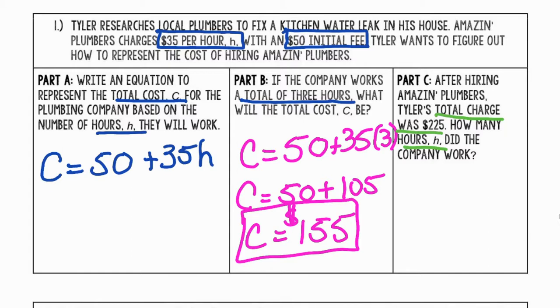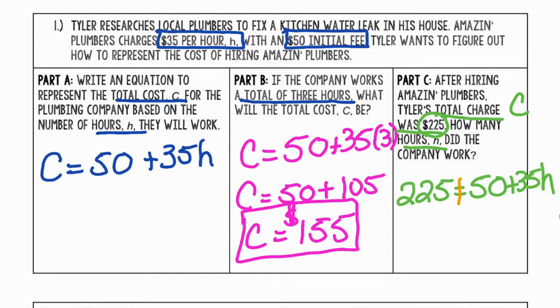So we're still going to go back to our original equation. But this time, instead of plugging in for H, we don't know H. This time we know C. They told us the total charge C was $225. So this time we're going to plug in for C. So I know that $225, that was my total charge, has got to equal the $50 plus $35 times however many hours they worked, but I don't know how many hours. So this looks like an equation that I can solve.